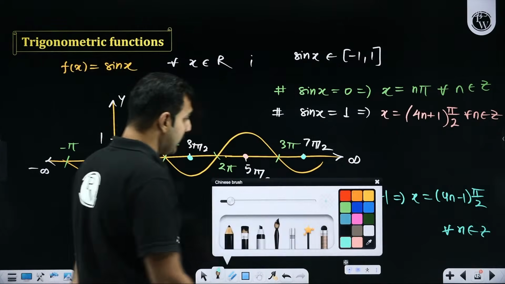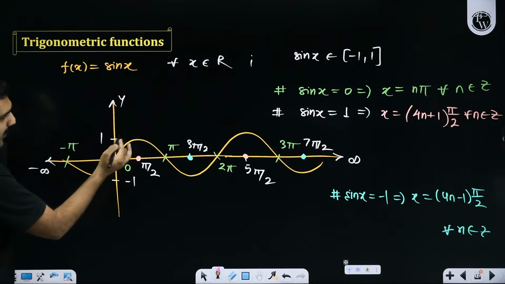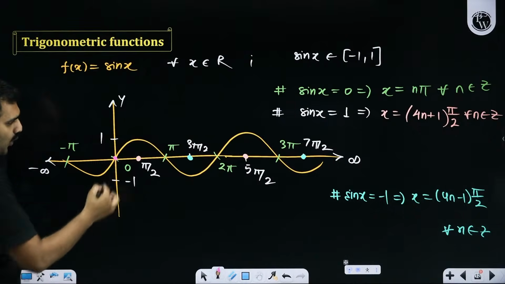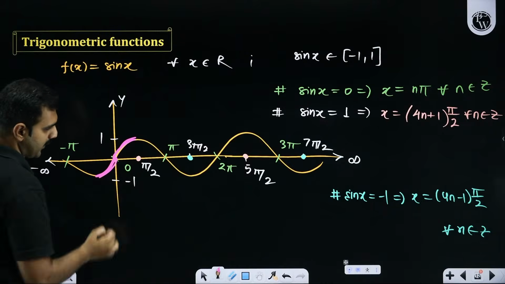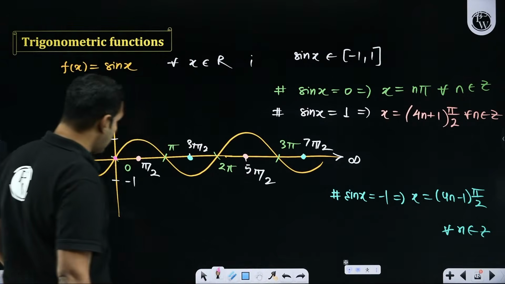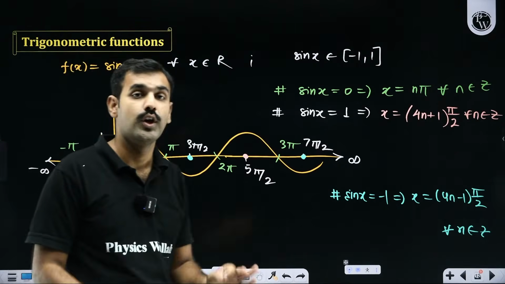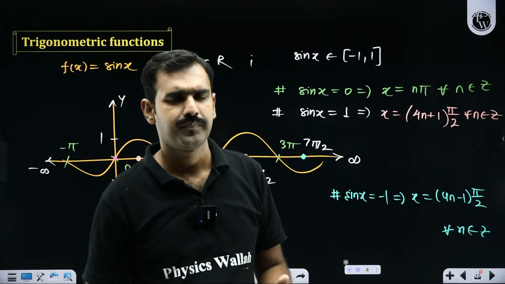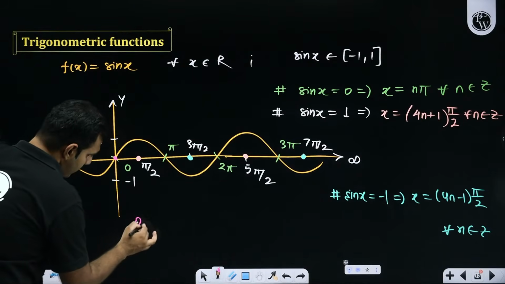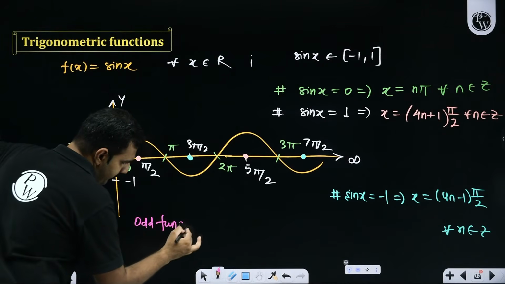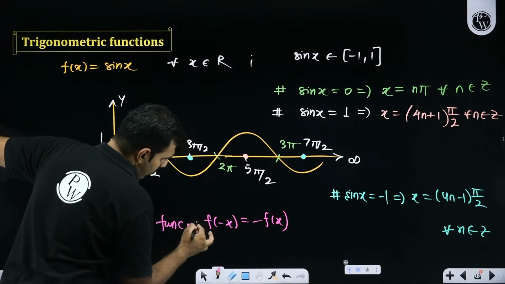Along with this, one more idea you should remember here is that sin x is symmetrical in the opposite quadrants. Whatever behavior it shows here, the same symmetry or reflection it shows here with respect to origin. Which means if a curve or a graph is symmetrical with respect to origin in opposite quadrants, we call it an odd function. What do you mean by odd function? Odd function here means that f of minus x will be minus of f of x.